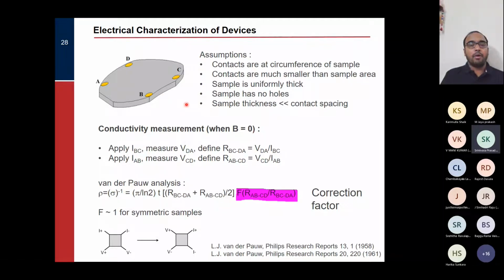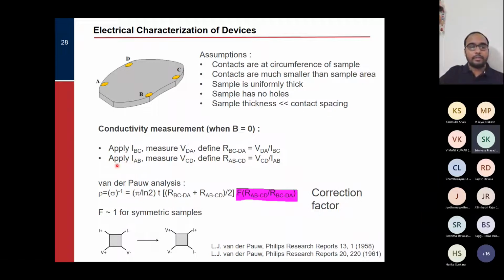So we do a conductivity measurement, and we assume that there is no magnetic field present. Here we apply I_BC, that means between the B and C contacts we apply a current, and we measure V_DA, the voltage between these 2 points. Applying current between these two and measuring the voltage between these two gives me this quantity, R_BC,DA, which is defined as V_DA, the voltage between these two, divided by the current that I pass between these two.